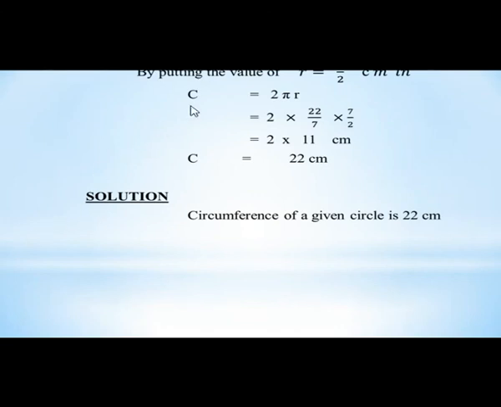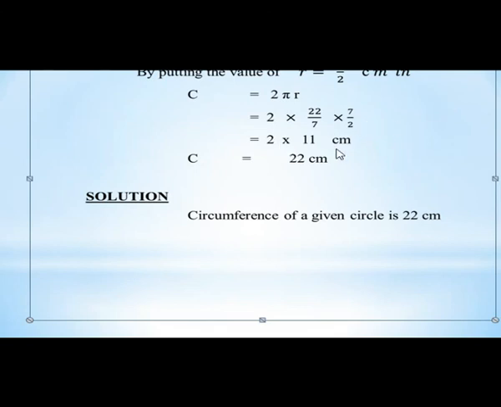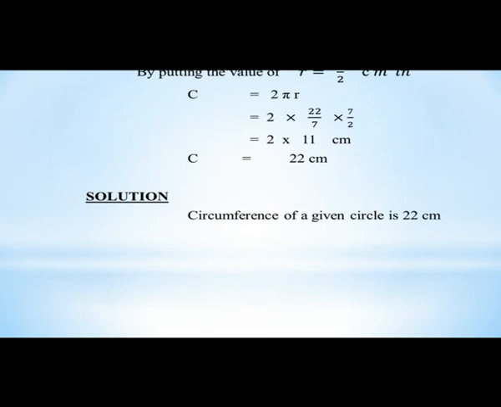Now I am putting the value of r is equal to 7 by 2 centimeter in circumference is equal to 2 pi r, because we have to find out the value of circumference. So 2 pi r means 2 multiplied by 22 by 7 multiplied by 7 by 2 is equal to, this 2 ones are 2, 2 11s are 22, 7 will cancel out each other. So 2 multiplied by 11 becomes 22. So this is our required value, that is, the circumference of the given circle is 22 centimeter.